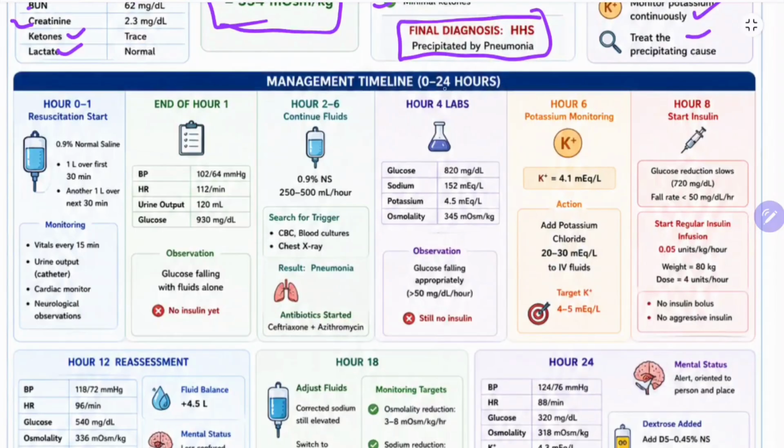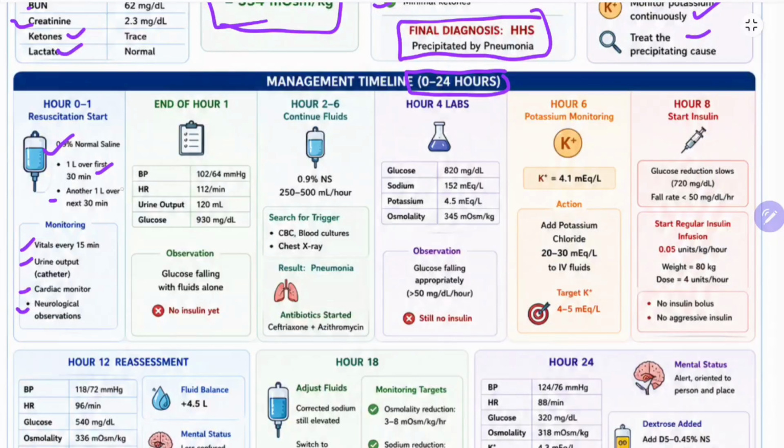So now we are managing the case. In the first day, 0 to 24 hours. In the first hour, we have given 0.9% normal saline, 1 liter over the first half hour and 1 liter over the next half hour. Vitals are monitored every 15 minutes. Urine output catheter is inserted. Cardiac monitoring is attached, and neurological observation is done.